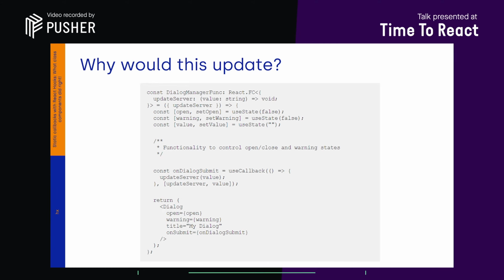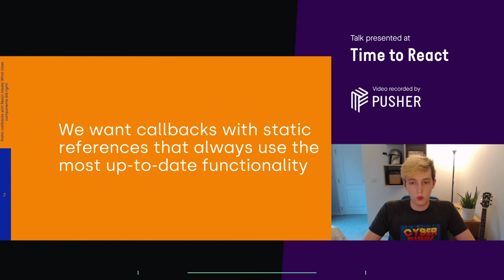And this is annoying because we had this behavior before with the class component, but now we've lost it. And now we're getting more updates than are necessary. So it sounds like what we want is callbacks with static references that always use the most up-to-date functionality. Well, okay, great. Well, will this actually work? Because our useCallbacks are kind of dependent at the moment on having dynamic references. Well, let's take a look.